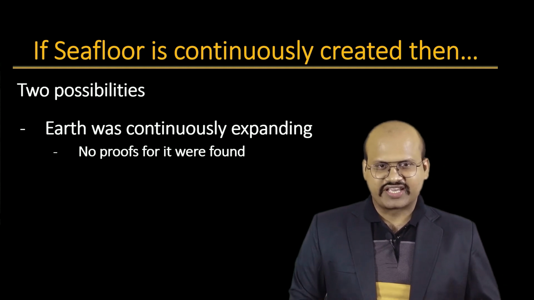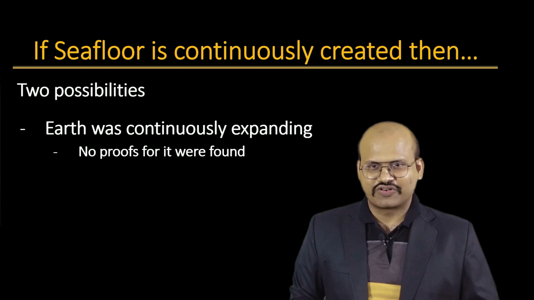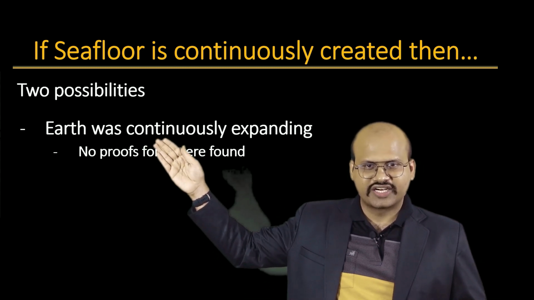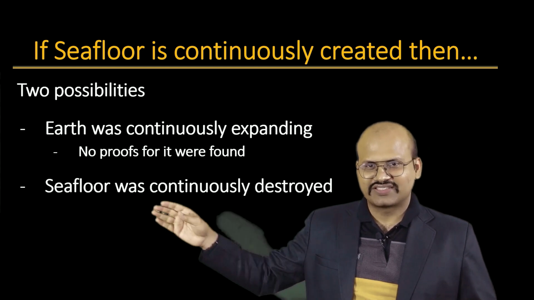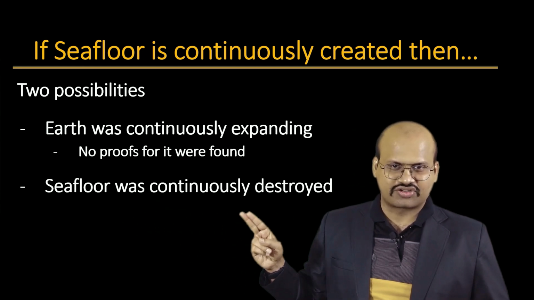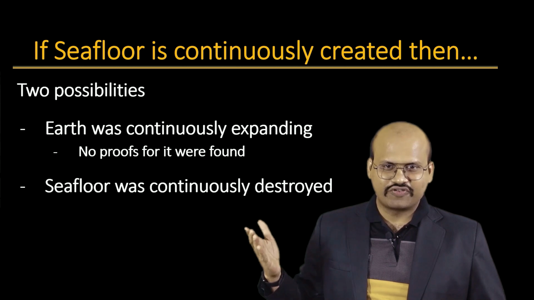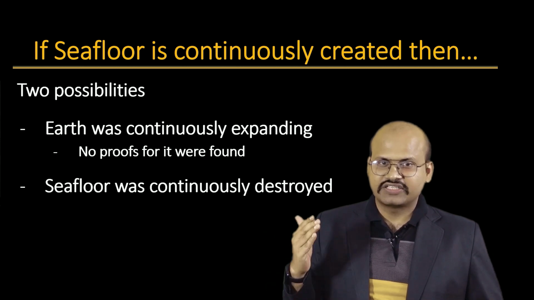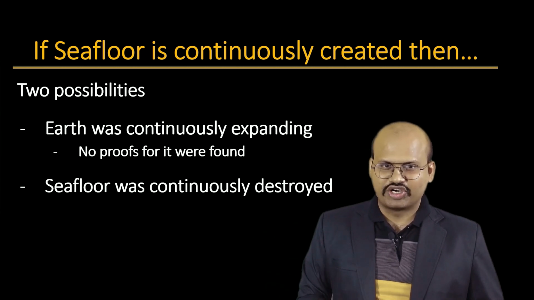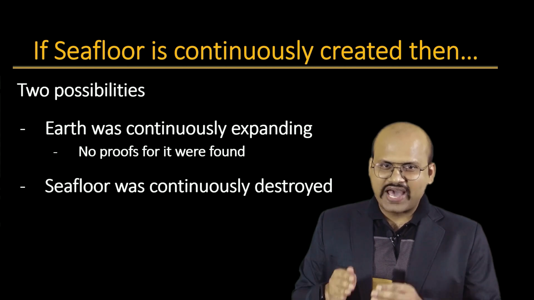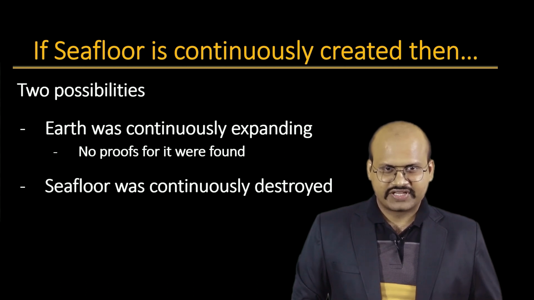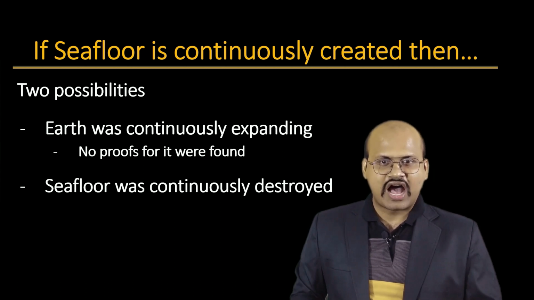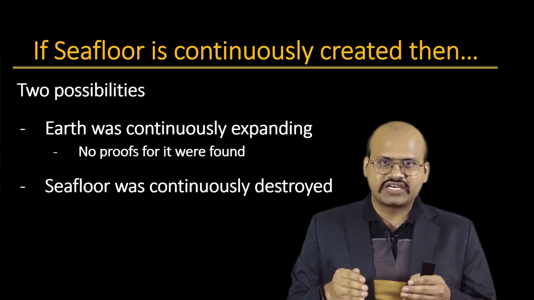But this was not the case. No geological evidence was ever found about our Earth continuously expanding. This led to a second conclusion, that the seafloor must be continuously destroyed. So as the seafloor spreading theory says that the seafloor is continuously created at the mid-oceanic ridges, to balance that, the seafloor must also be continuously destroyed somewhere. In the next part, we will discuss how these seafloors are continuously destroyed.